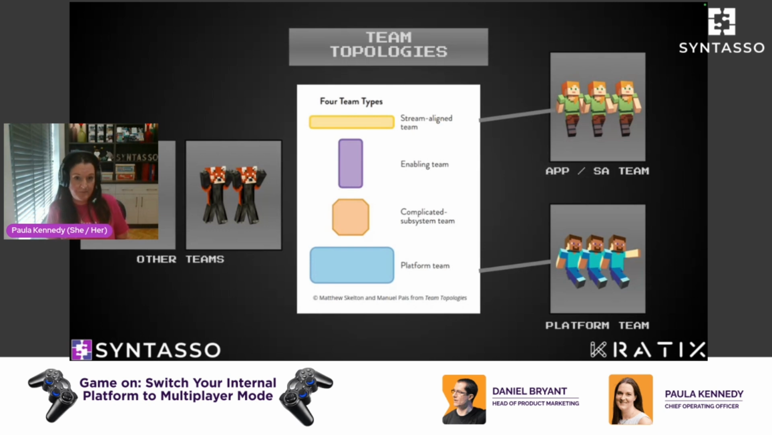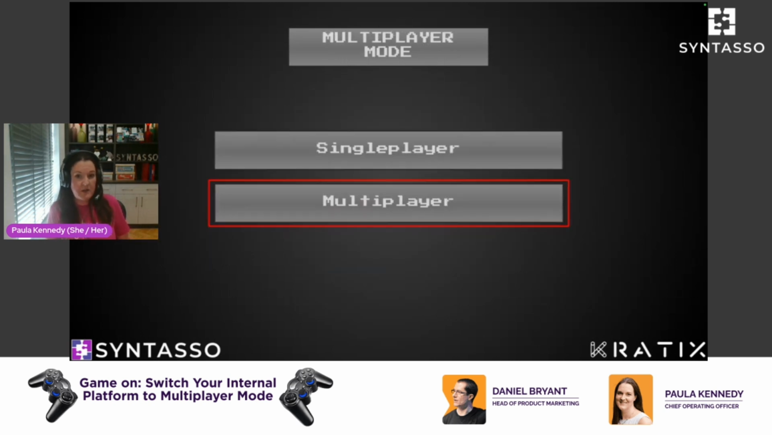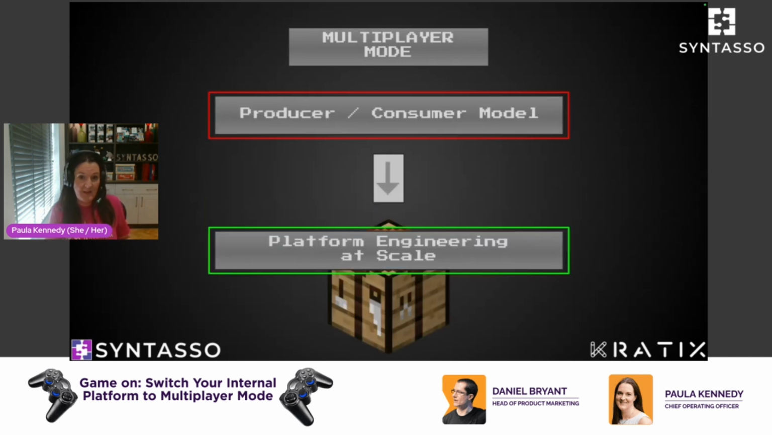across an organization. And this is where the value of a multiplayer approach and a multiplayer platform comes in. Now, at Syntasso, we've been using the term multiplayer for a little while. We also sometimes call it platform democratization or co-creation. Essentially, this is what we mean when we say multiplayer mode. You might also hear it described as this producer and consumer model. And here's my hot take. Producer and consumer model is how you craft platform engineering at scale.